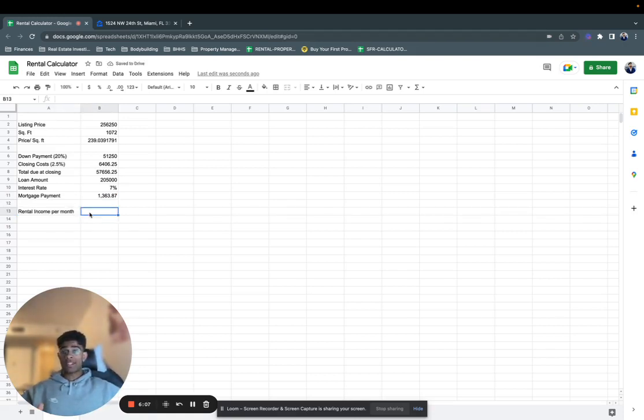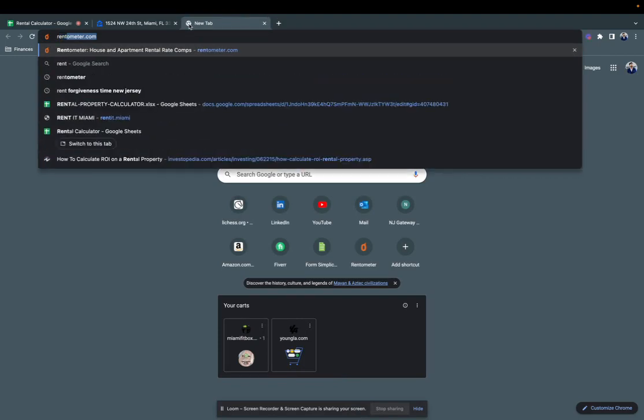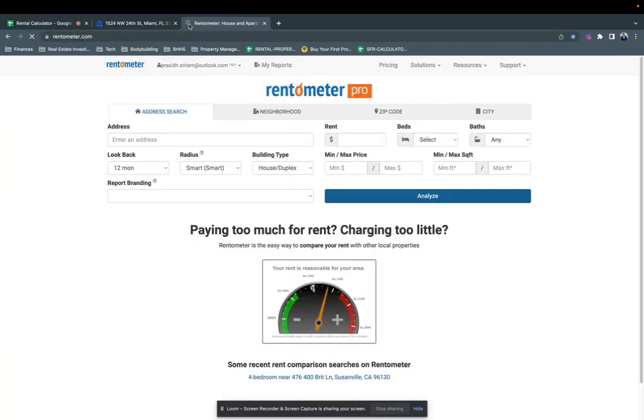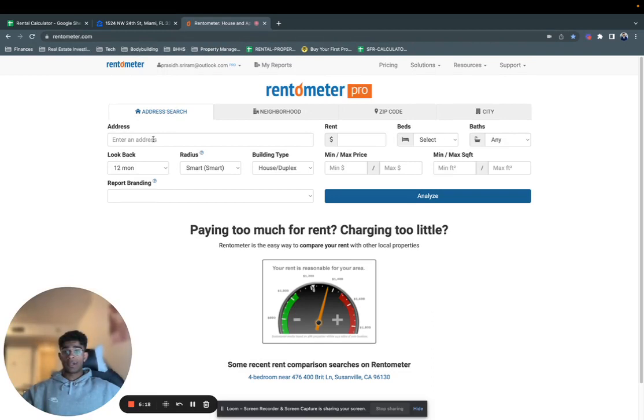The way you can figure this out is there's a lot of online databases you can use. Personally, the one that I like to use is called rentometer.com. This gives very accurate numbers from the actual current market rates. It is a paid platform. I pay around $40 a month for it, but it's 100% worth it. I use it almost every day. But if you're looking for a free alternative, you can also use the Zillow Rent Estimator, which is free.